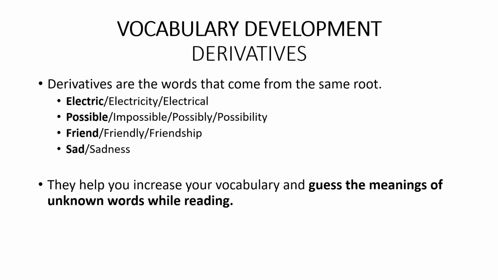In the final part, we are going to focus on derivatives. Derivatives are the words that come from the same root. Look at the first example. We have the root word electric here, and we get electricity and electrical from this root word. Similarly, we have the root word friend here, and we get the adjective form friendly and the noun form friendship. So we can say that friendly, friendship, electricity, and electrical are the derivatives. Derivatives are important because they help you increase your vocabulary and guess the meanings of unknown words while reading.